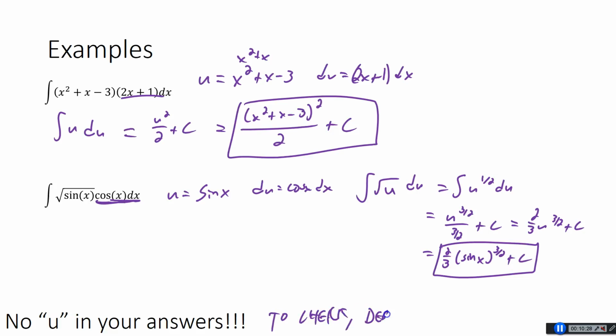just derive your final answer. So like this last one, we could check. If we take the derivative, the 3/2 comes to the front, cancels with the 2/3, becomes a 1/2 up here. So we have the square root of sine x. Then we chain by multiplying by cosine x, and the constant disappears.